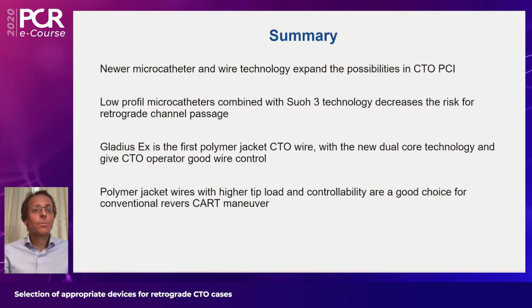So to summarize, I think the new microcatheter and wire technology expand the possibilities, especially in retrograde CTO PCI. Low-profile microcatheters combined with the SUR-free technology decrease the risk for retrograde channel passage. And the Gladius X is the first polymer jacket CTO wire with the new dual core technology and gives the CTO operator good wire control. And I think polymer jacket wires with higher tip load and controllability are a good choice for conventional reverse CART maneuvers. Thank you very much.